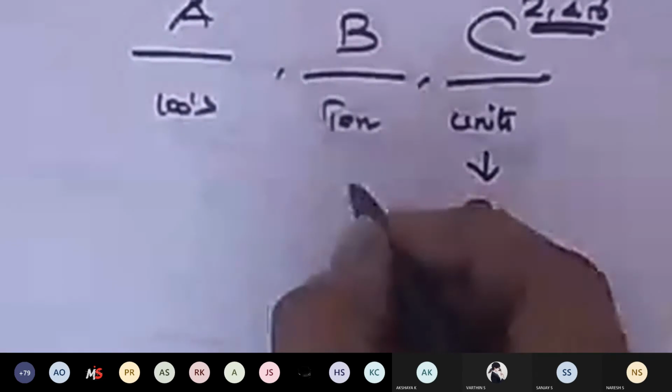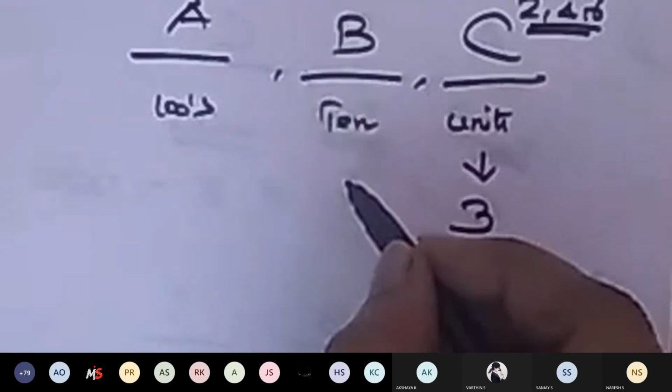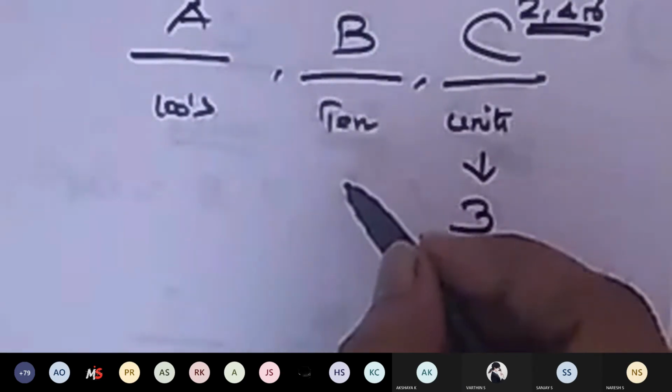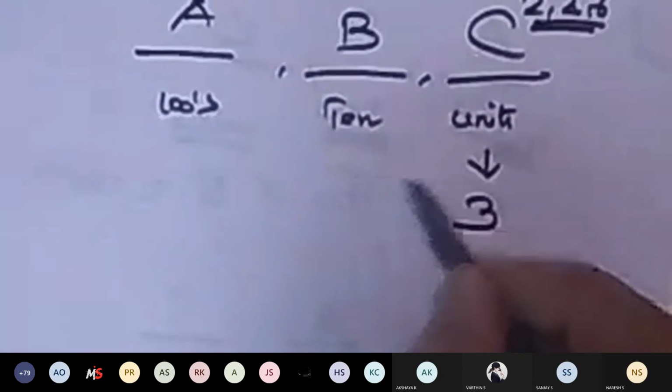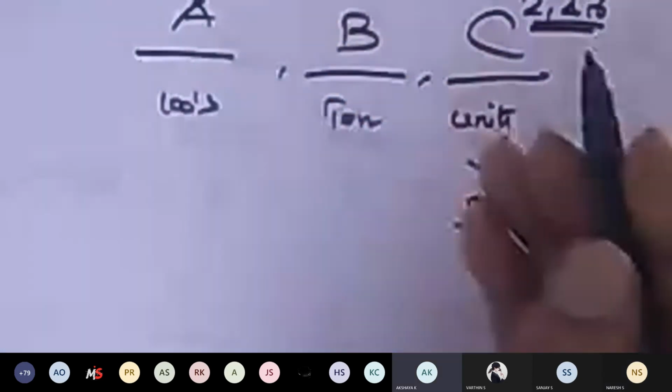Repetition is allowed. Tell me how many numbers in B? 1, 2, 3, 4, 5, 6. How many numbers can I place in B? Repetition is allowed. Sir, 6, I may use any number.